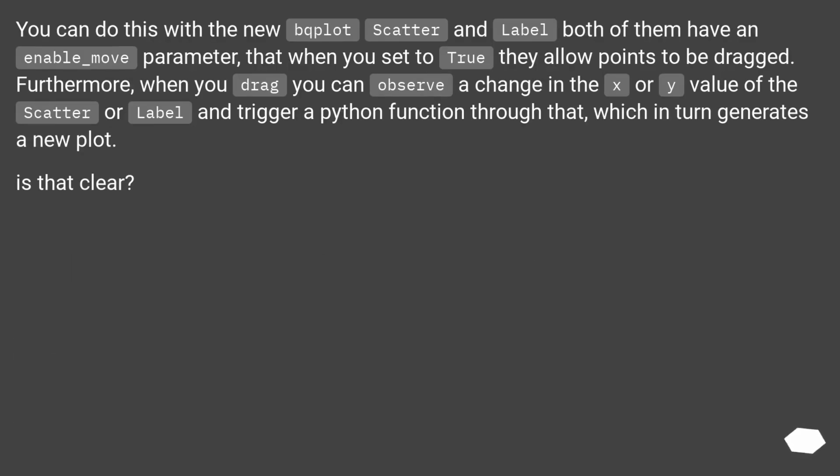You can do this with the new plotly scatter and label. Both of them have an enable_move parameter, that when you set to true they allow points to be dragged. Furthermore, when you drag you can observe a change in the x or y value of the scatter or label and trigger a Python function through that, which in turn generates a new plot. Is that clear?